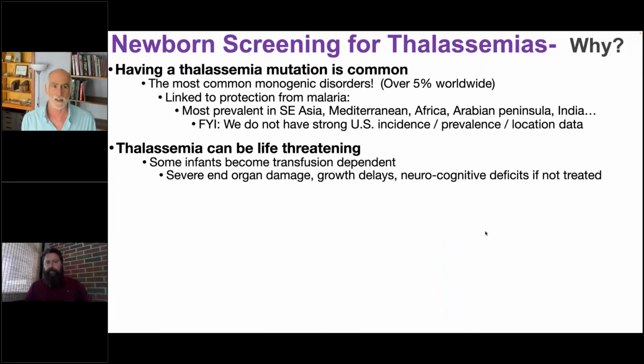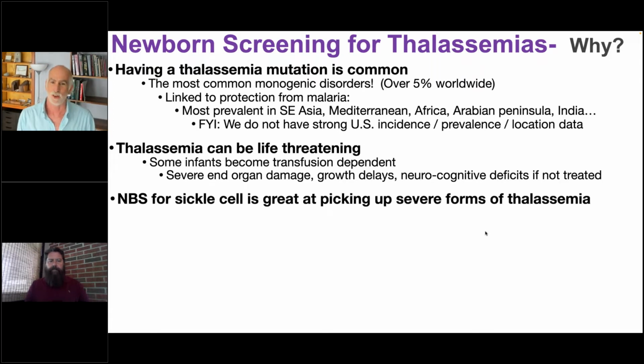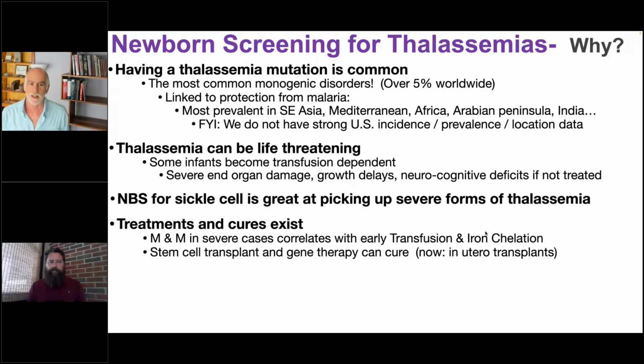So it's common and it can be life-threatening. Clinically, it's highly variable, but some infants are transfusion dependent at a few months of age, and it can lead to severe end organ damage, growth delays, and neurocognitive deficits if not treated. So it's severe, but it's also picked up by newborn screening for sickle cell. Not only is it picked up, but then there are treatments, and the morbidity and mortality in severe cases of thalassemias correlates with early transfusion, iron chelation, and monitoring. Plus, now there are cures with stem cell transplant, gene therapy, and now even in utero transplantation.